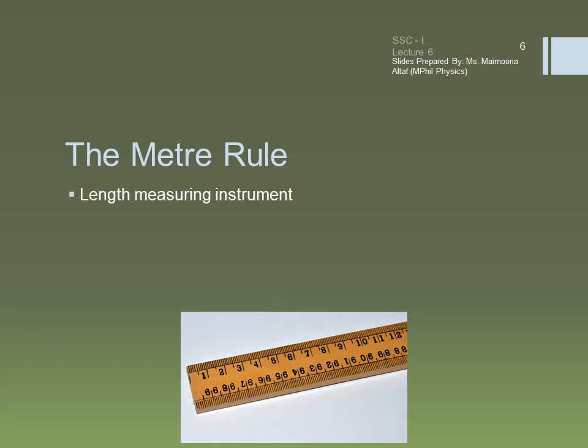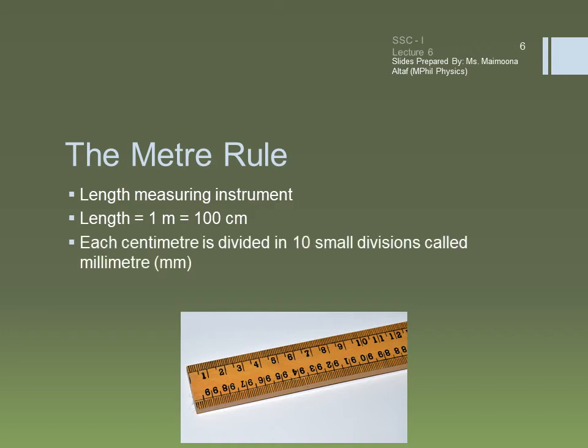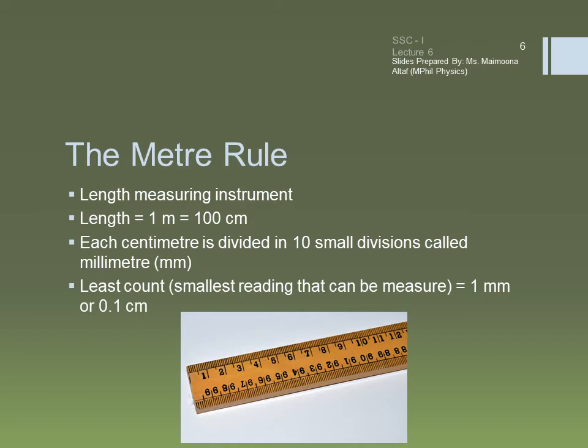A meter rule is a length measuring instrument as shown in the figure. It is commonly used in the laboratories to measure length of an object or distance between 2 points. It is of the 1 meter length, which equals to 100 centimeter. In 1 meter, there are 100 centimeters.